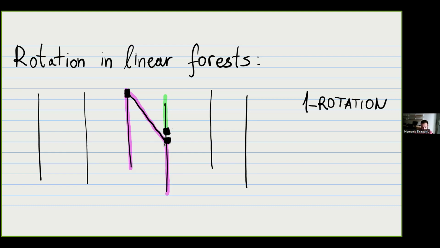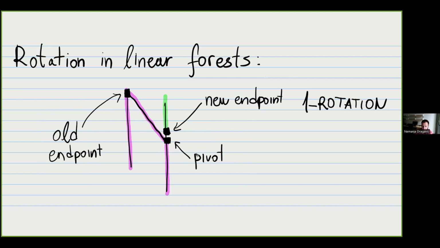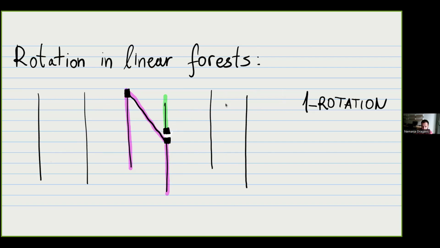One trivial but interesting property here is that if you look at the obtained linear forest, just this vertex here changed. So it's actually not an endpoint anymore, and this vertex here is an endpoint of the newly obtained linear forest. You remove this as an endpoint and you add this as an endpoint, and every other endpoint stayed the same. This is an old endpoint. This vertex we call a pivot, and this vertex we call the new endpoint. So nothing spectacular happened.